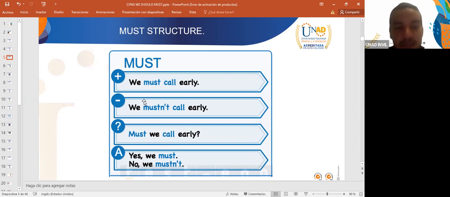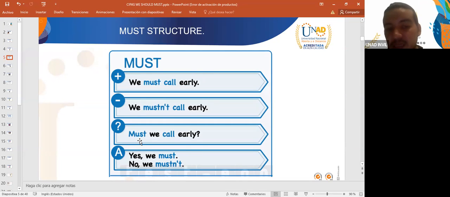Okay. So the negative for must. We need to use first, of course, the subject or the person that does the action. And we have the negative form of must, which is mustn't. You have it there on your screen. We mustn't call early.